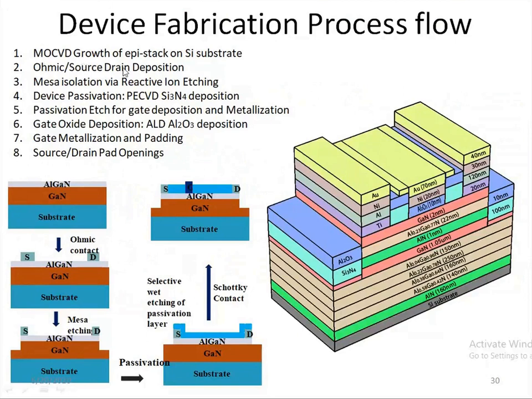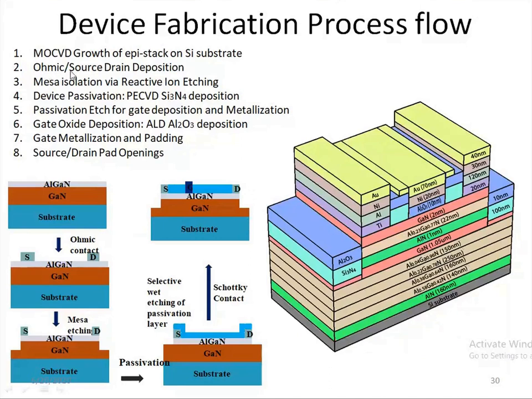So the first step in any fabrication is an MOCVD or MBE based growth, because we need a GaN, AlGaN, or whatever material stack on a foreign substrate. For growth of this, we have to go for MOCVD, that is metal organic chemical vapor deposition, or we have to go for an MBE process. These are the two main processes used for the stack growth for this HEMT stack.